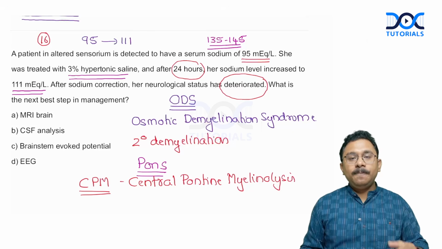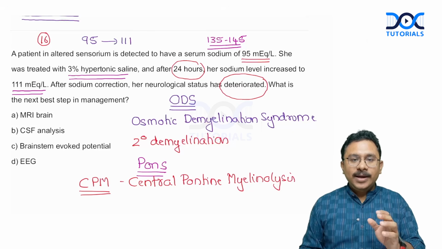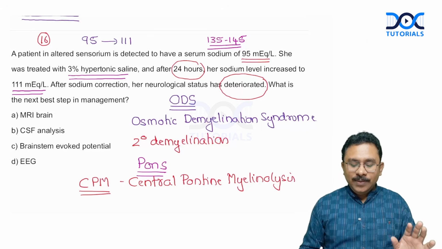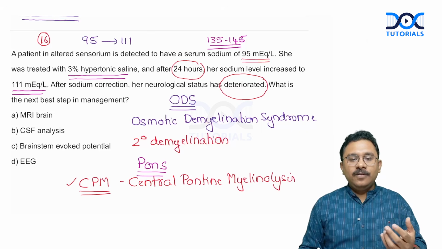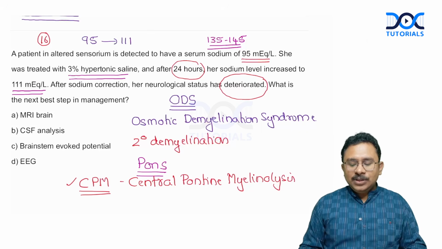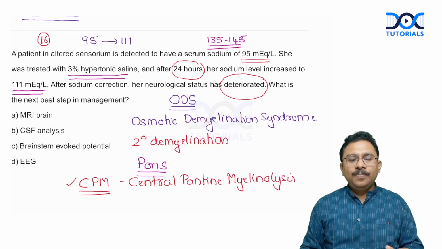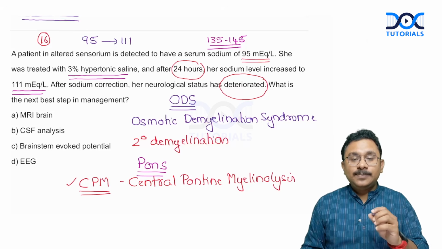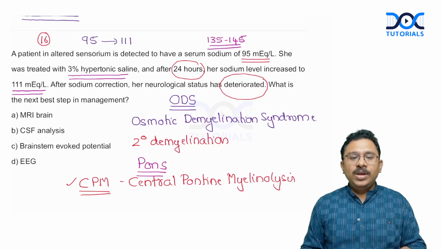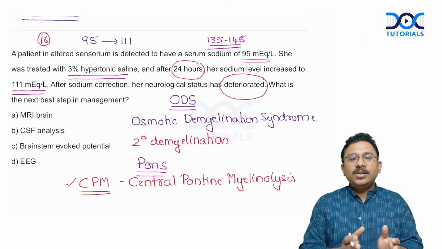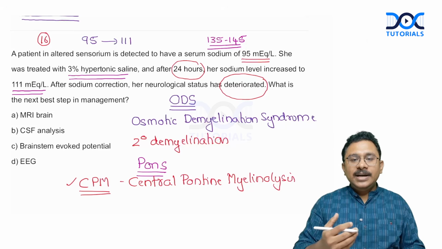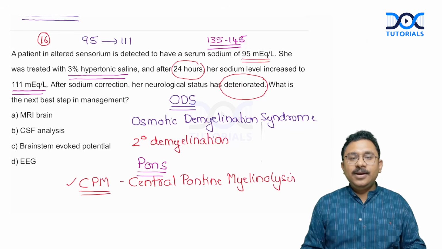pons is involved. You can have extra pontine myelinolysis as well, but very commonly it involves the pons. Okay, so the diagnosis here is the osmotic demyelination syndrome, which is also referred to as central pontine myelinolysis because of the predilection to involve the pons. So we have got the diagnosis here, and we have understood the reason for the neurological deterioration.